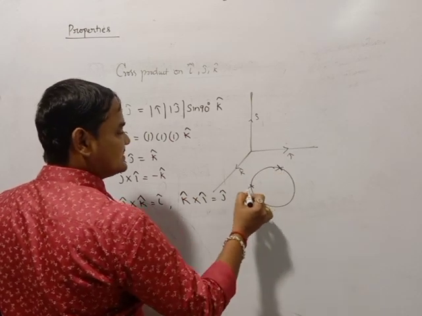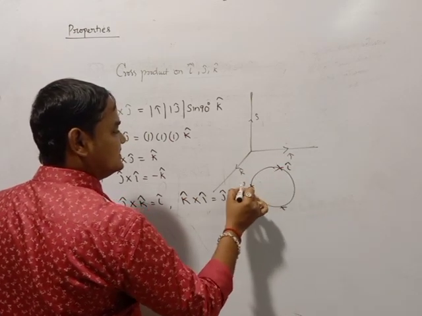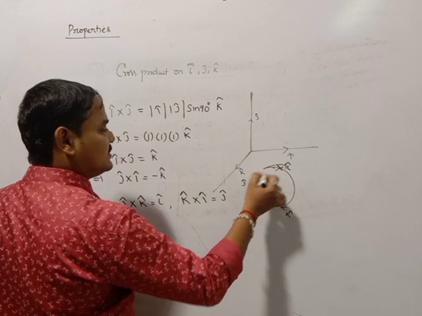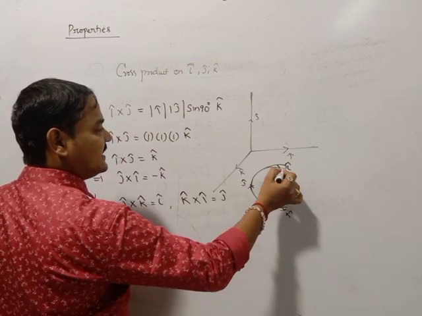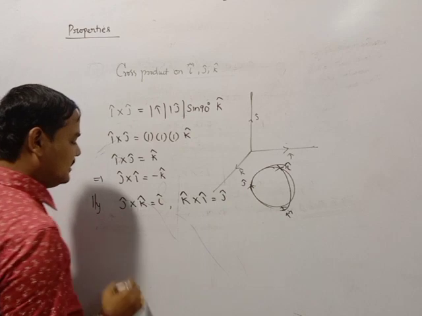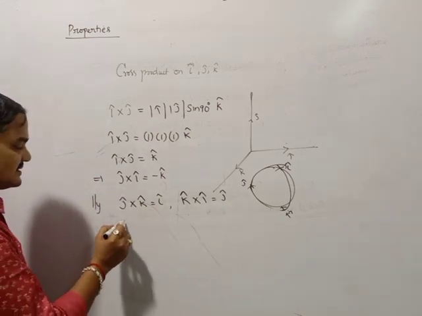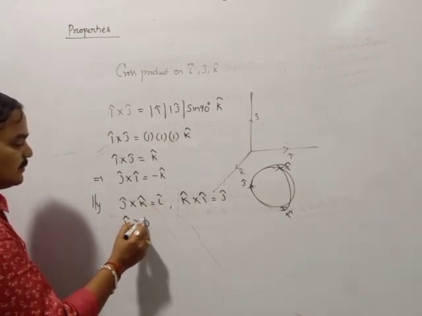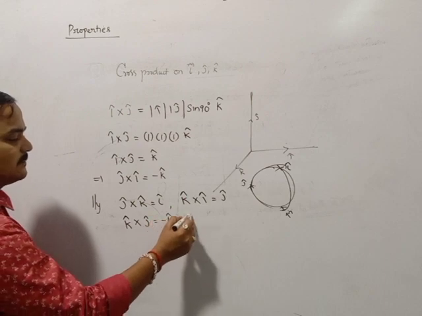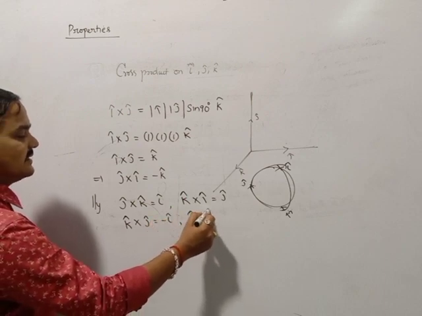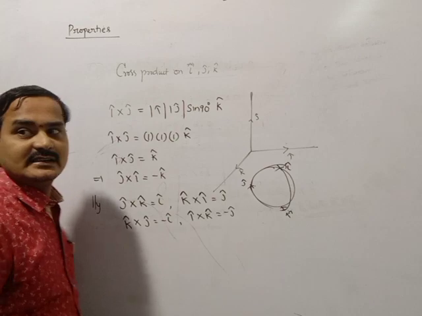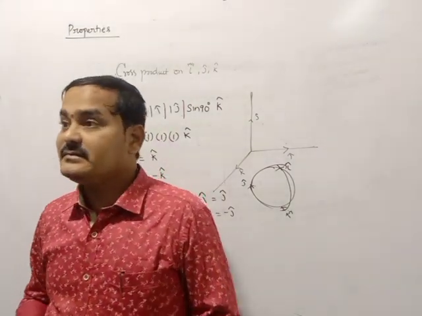If you take these three points i j k: i to j to k, j to k to i, k to i to j. If you go the reverse way, that means opposite: k cross j bar is equal to minus i cap, i cross k cap is equal to minus j.